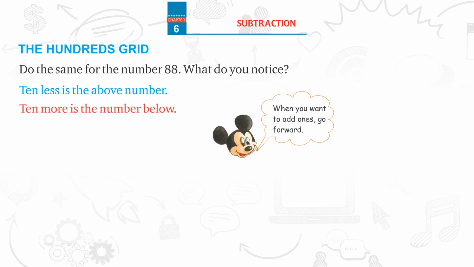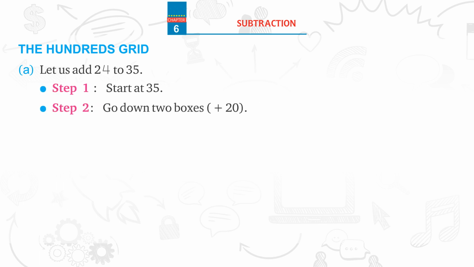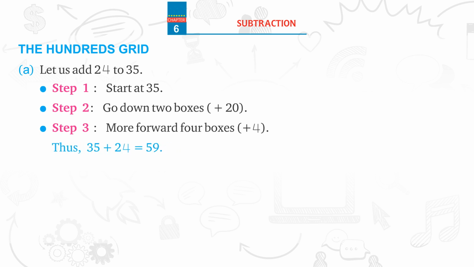When you want to add ones, go forward. A. Let us add 24 to 35. Step 1. Start at 35. Step 2. Go down 2 boxes, plus 20. Step 3. Move forward 4 boxes, plus 4. Thus 35 plus 24 equals 59.